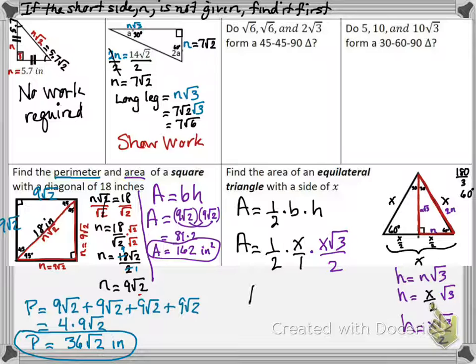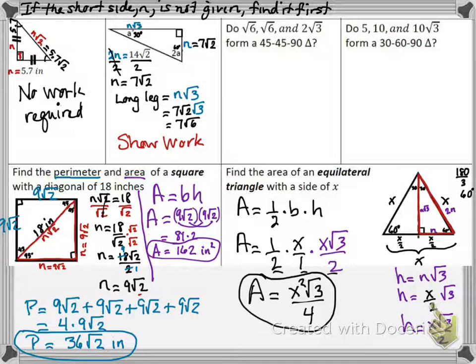So I can say the area of this equilateral triangle is, on top, 1 times x times root 3, so x squared root 3, and the bottom is 2 times 1 times 2, so it's just 4. And they didn't tell me inches, feet, meters, miles, and they didn't even actually give me a number for x.